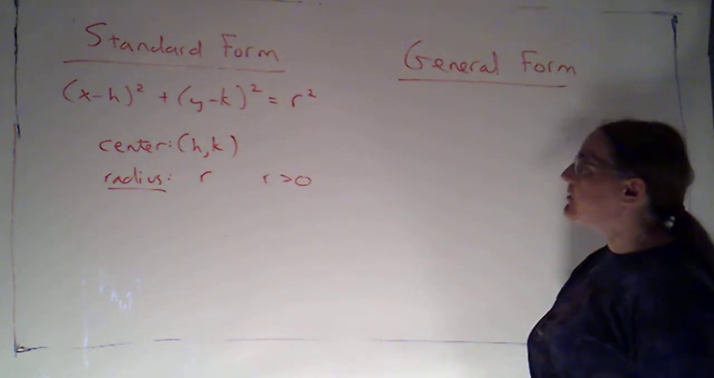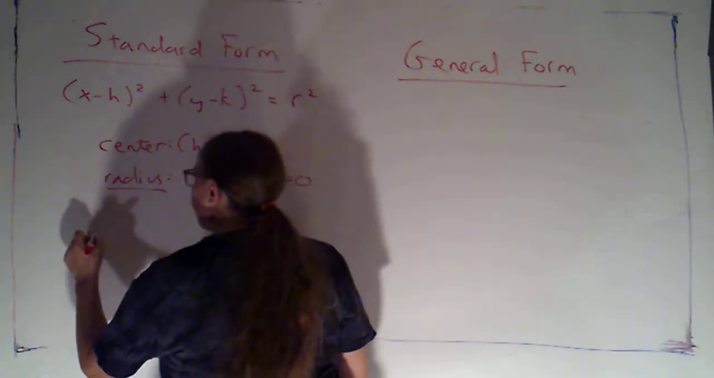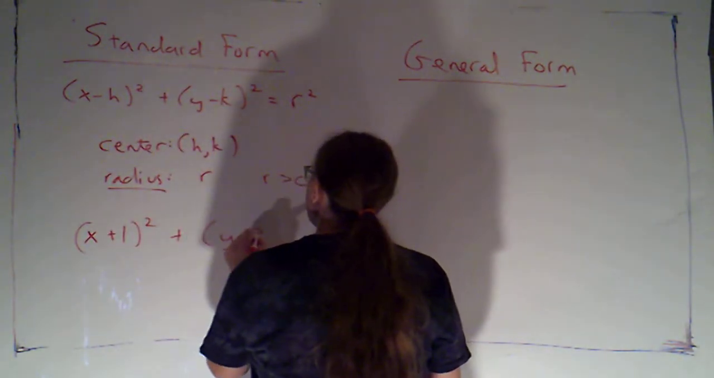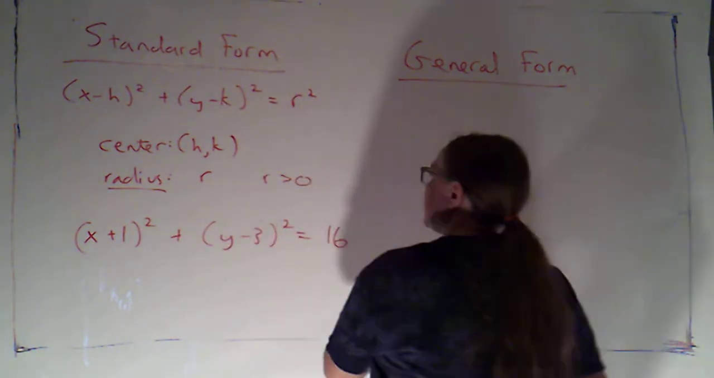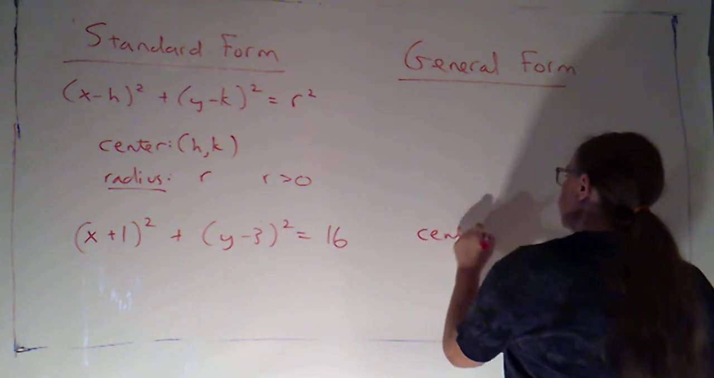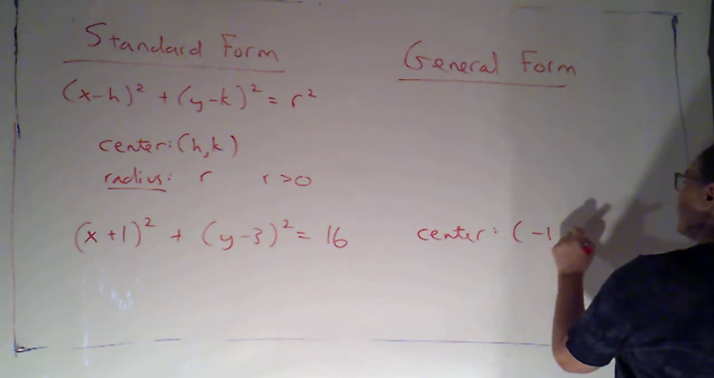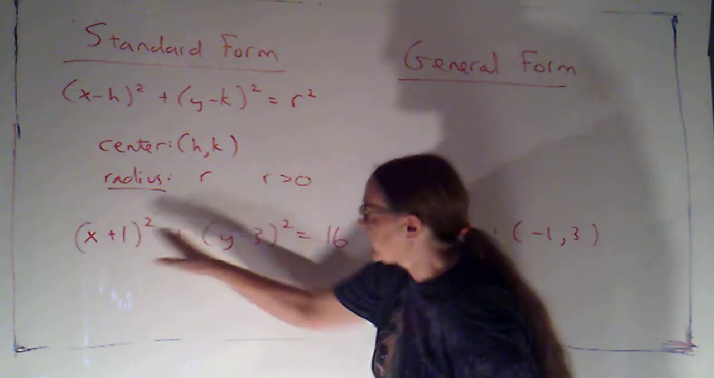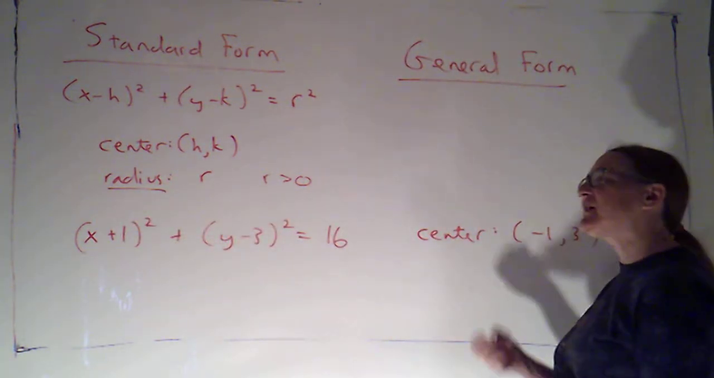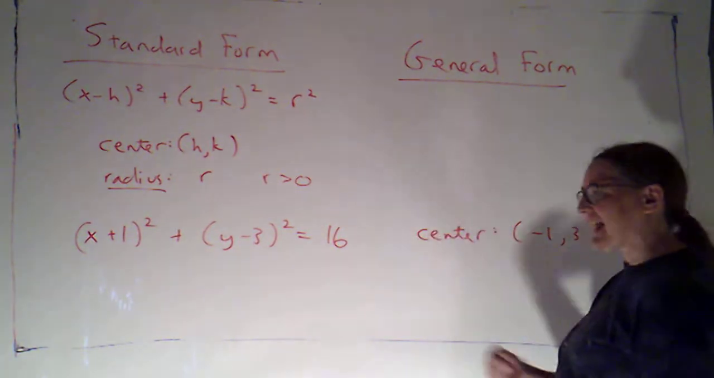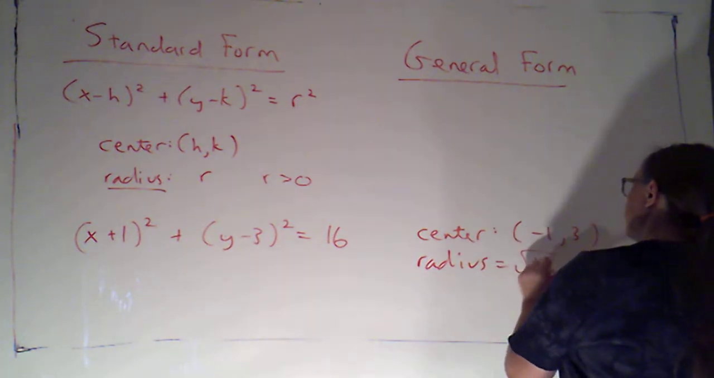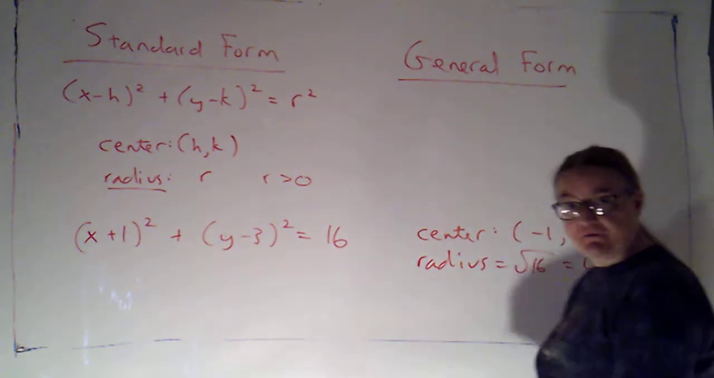So for example, if I had (x + 1)² + (y − 3)² = 16, I can pick out from that very nicely that the center would be at (−1, 3). Don't forget we've got to change the signs here because the coordinates of the center are the numbers we are subtracting from x and y. And the radius would be the square root of 16, which is 4.